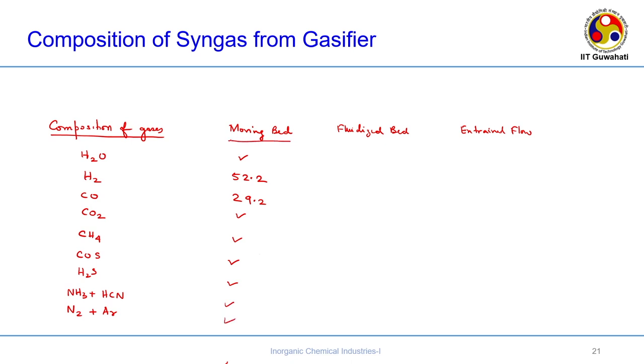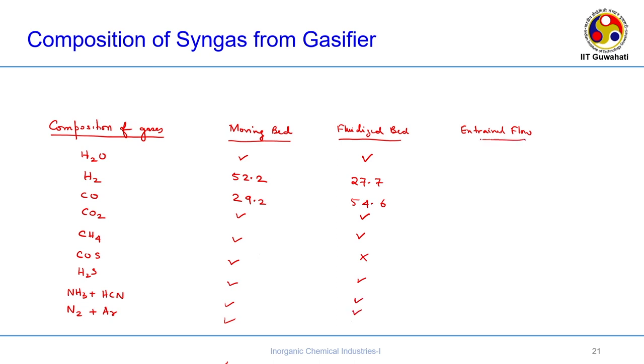In a fluidized bed, if I compare the syngas composition, it is only 27.7% hydrogen, which is reversed because more oxygen is in the fluidized bed, and the carbon monoxide is 54.6%. Still, we will have some steam available here, and also some carbon dioxide and methane. Carbonyl sulfide will be almost negligible, very less in amount.